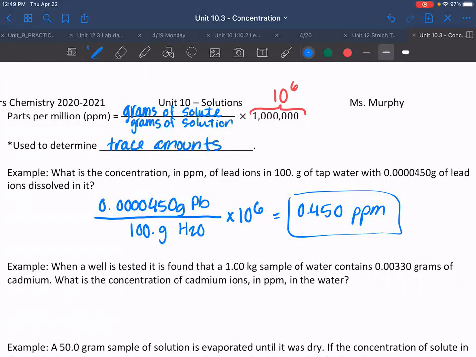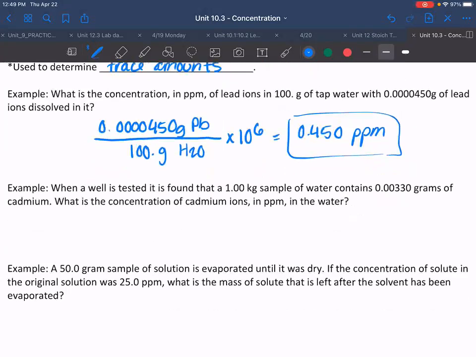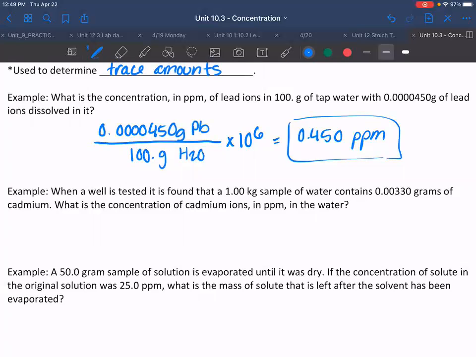All right, next one here. When a well is tested, it's found that a 1 kilogram sample of water contains 0.00330 grams of cadmium. What's the concentration in ppm? Well, I think your paper has 3 zeros after the 1, right? Not 2. I fixed that. Okay. So we have 1 kilogram.